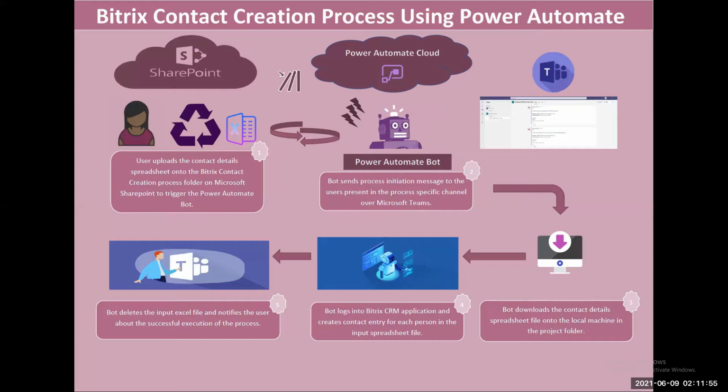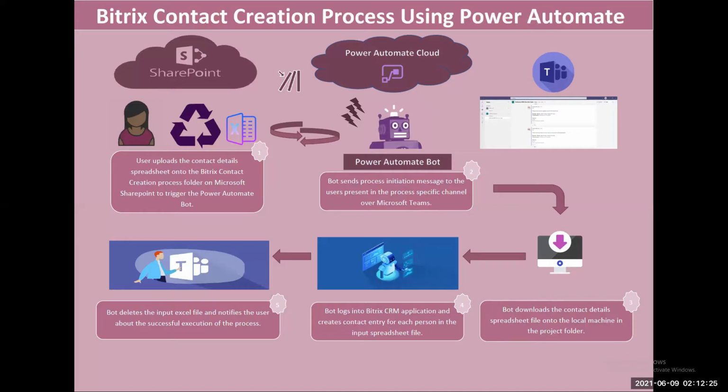So what the user will do is they will have an Excel file and they will upload that Excel file to the Microsoft SharePoint folder. We will have a designated folder for our process, which will be the Bitrix contact creation process that I'll be showing you going forward. Once the user uploads a fresh Excel spreadsheet onto the SharePoint folder, the Power Automate cloud will instantly trigger a bot.